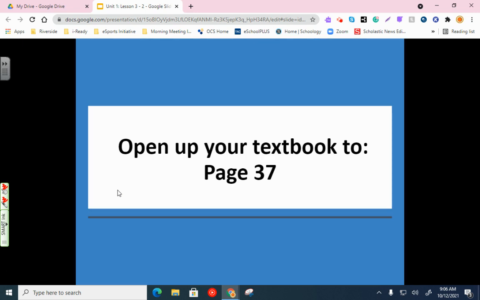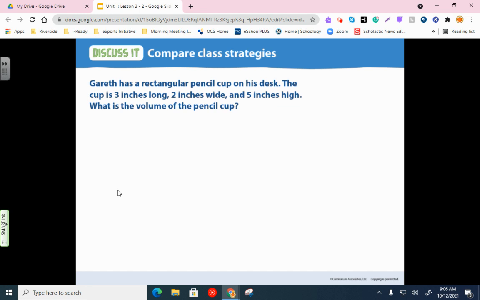All right, open up your textbooks to page 37. And we have Gareth has a rectangular pencil cup on his desk. The cup is 3 inches long, let's underline that, 2 inches wide, and 5 inches high. So there's our length, width, and height. What's the volume of the pencil cup?